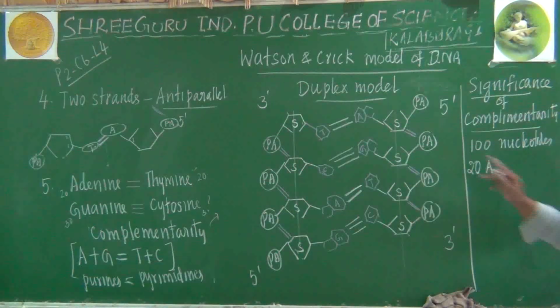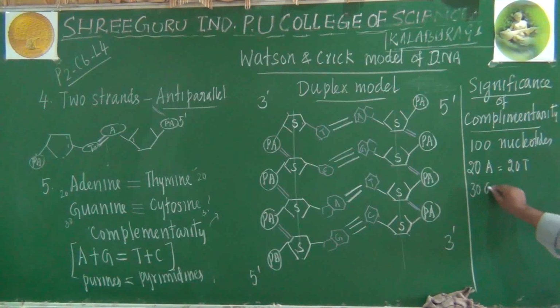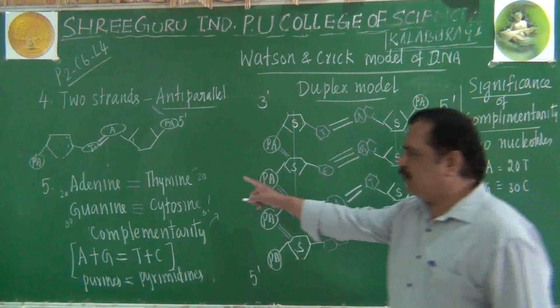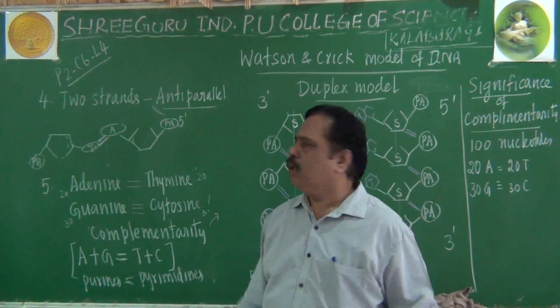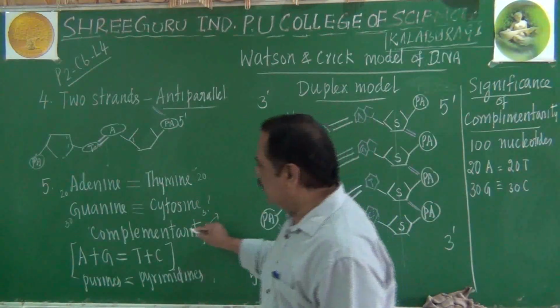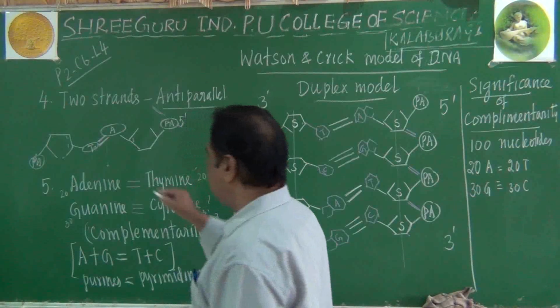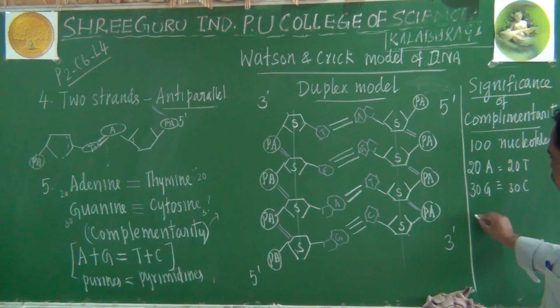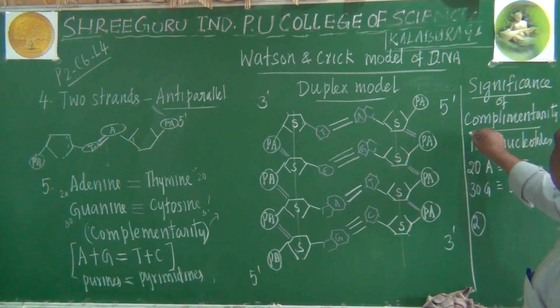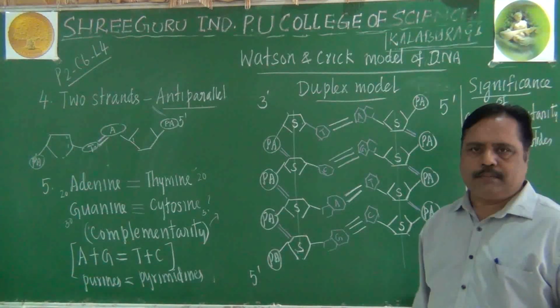That is the point we have to remember. 20 adenine means 20 thymine. Then the remaining 30 will be guanine and 30 will be cytosine. So if one base is given, you can deduce the number of the other bases by this mechanism. That is the advantage of complementarity. There is a second advantage also. The first advantage is you can count the number of nucleotides.